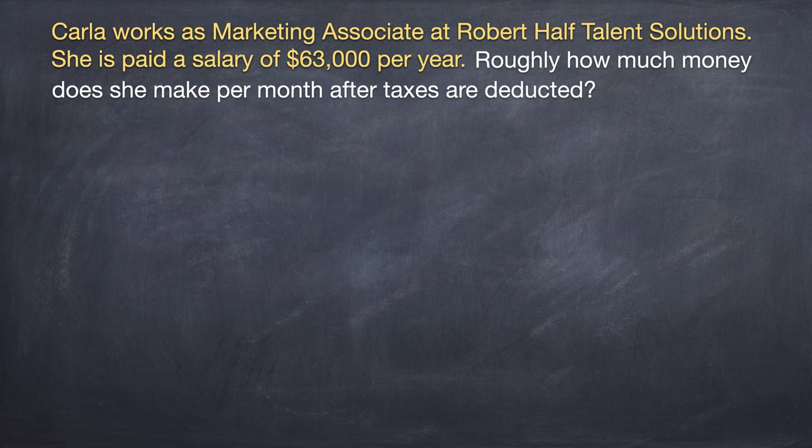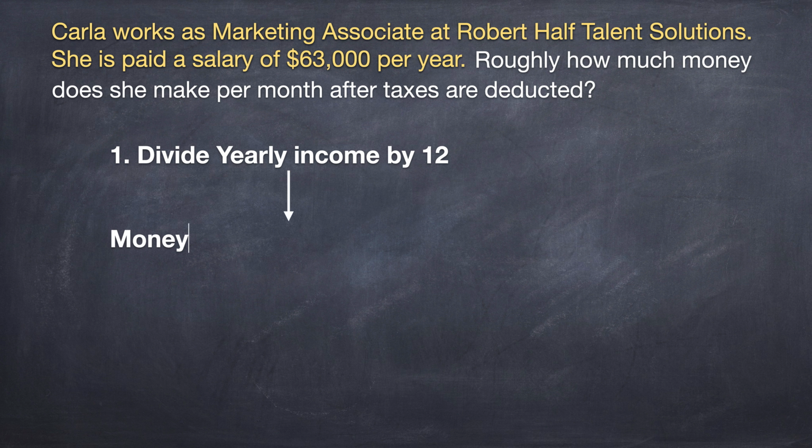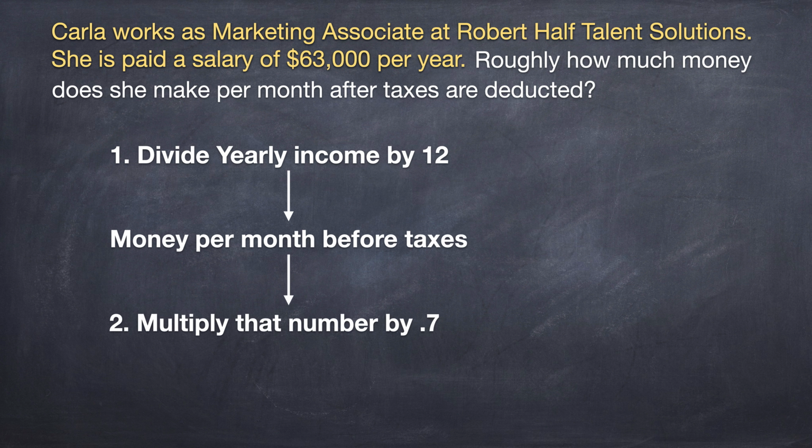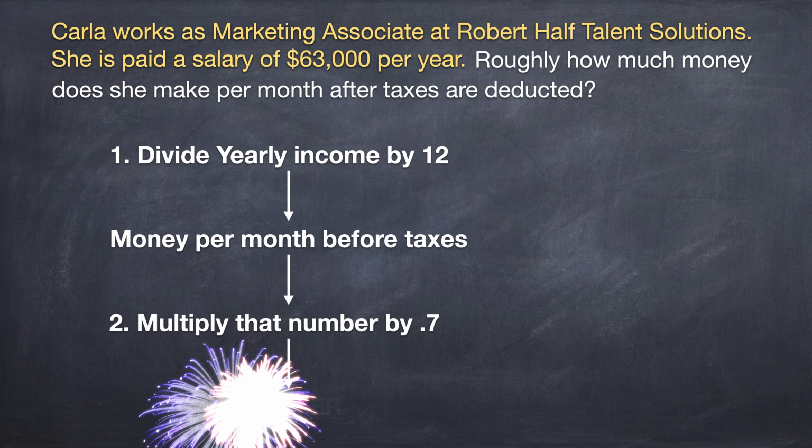So let's get into that equation now. First, we're going to divide her yearly income by 12 to represent the 12 months of the year. And that's going to give us our money made per month before taxes are taken out. And then we're going to multiply that number by 0.7 to reflect the 30% of taxes that are taken out. And that is going to give us our answer.